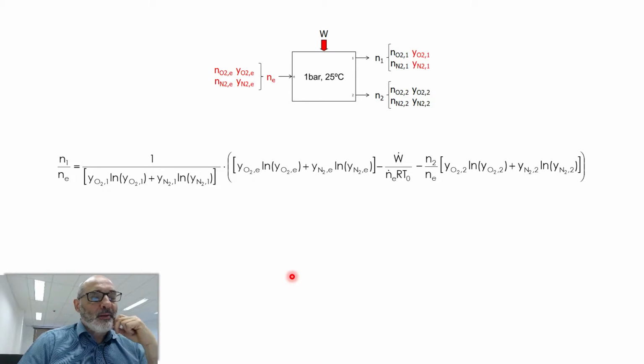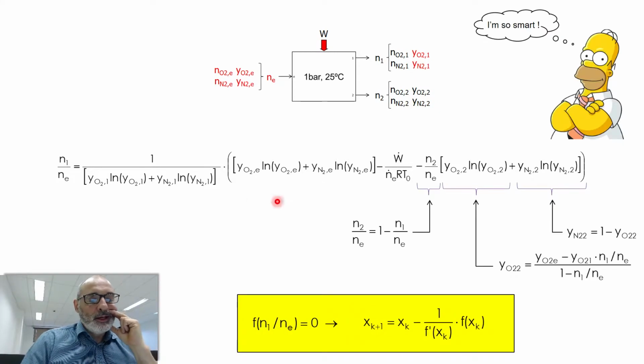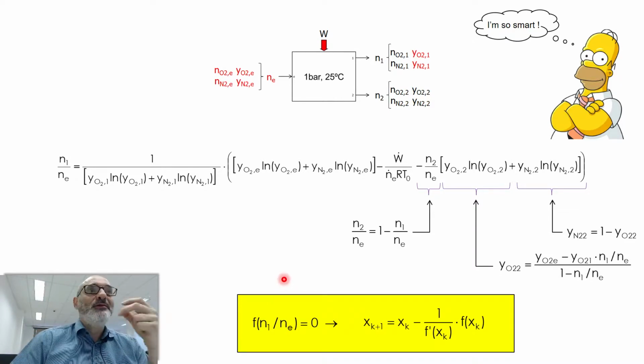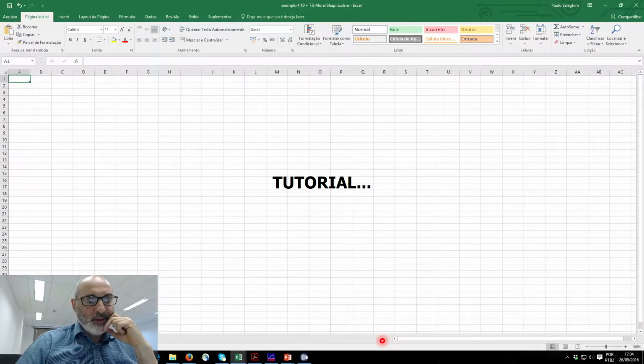Okay, so let's apply this to our problem. That's the equation that we have, the one that I modified in order to isolate this term, n1 divided by ne, okay? And by replacing these formulas here, because as I said, I don't want to work with any variable relating to exit number 2, I get an equation, a huge equation actually, but very simple, okay? And I'm going to apply the Newton-Raphson method.